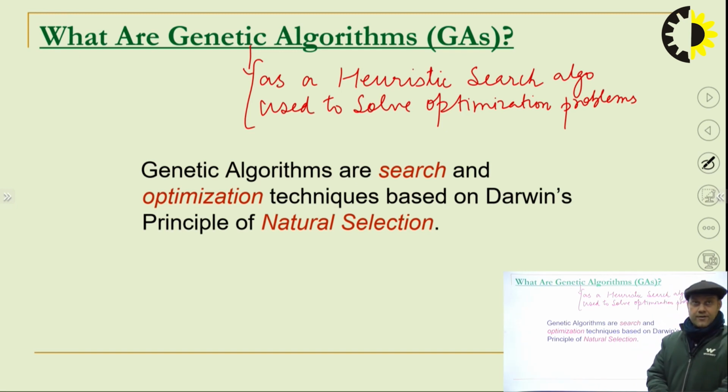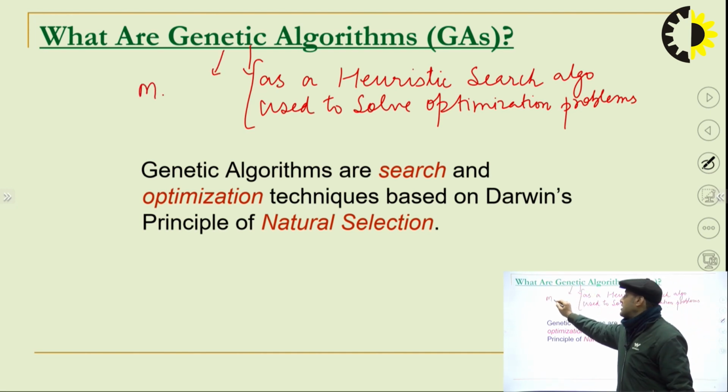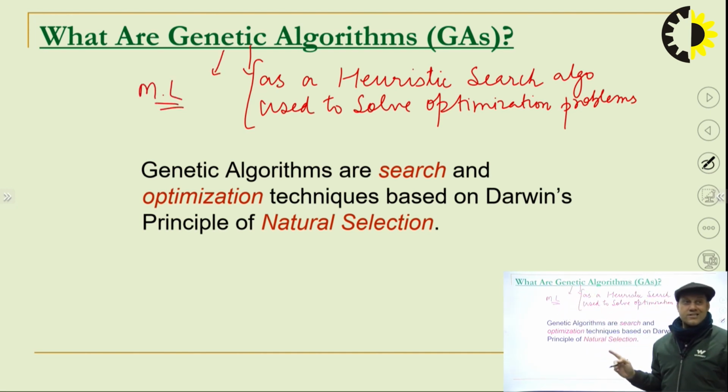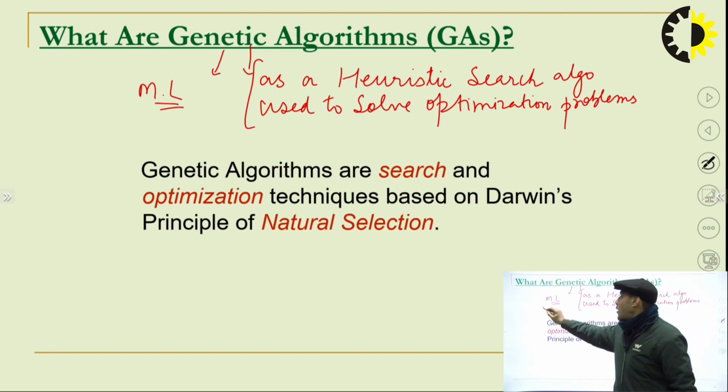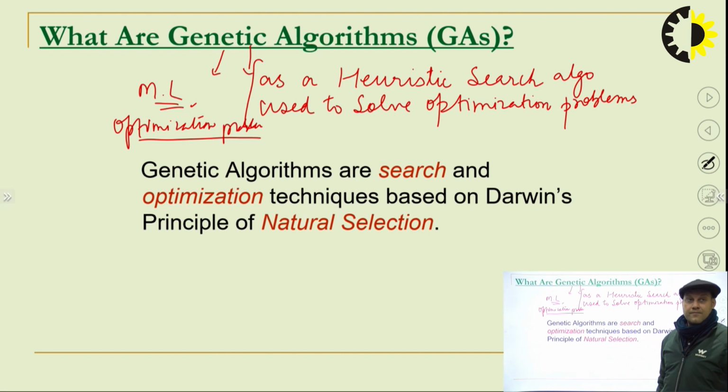I have already told you that they are used to solve optimization problems in machine learning. So what is the use of genetic algorithm in machine learning? In machine learning, the genetic algorithm is used to solve optimization problems, as I have discussed already. Those big problems can be solved very easily, and we get the solution in machine learning with the help of the genetic algorithm.